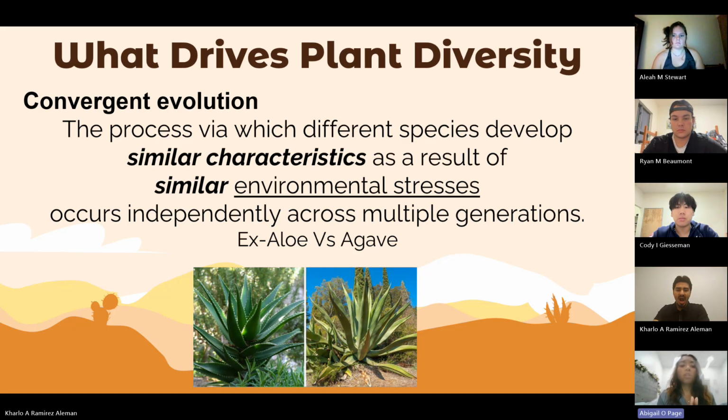An example of this is your aloe plant versus agave plant. The aloe plant is found in Africa, while the agave plant is found in North and South America. They both have waxy-like coatings, look similar, with very deep tap roots, and they both survive in the same climate, but one is found in Africa and one is found in North America. And that is a really good example of convergent evolution.